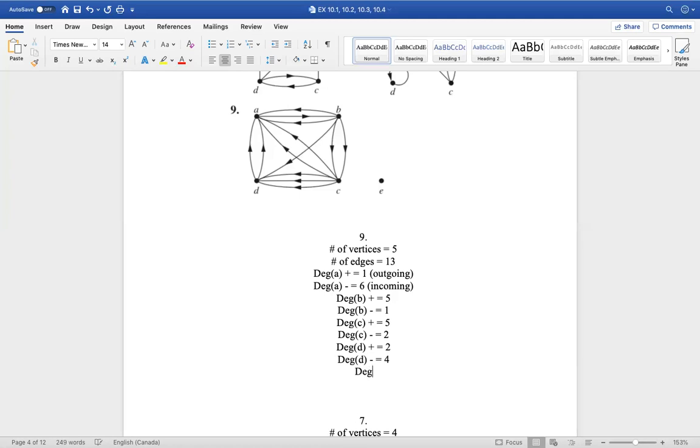And we also have E here. Now here E is an isolated node, so we don't have any edges coming in and out of it. Therefore the degree of E positive is 0. Likewise for E negative, it's also going to be 0. I'll just switch the order.